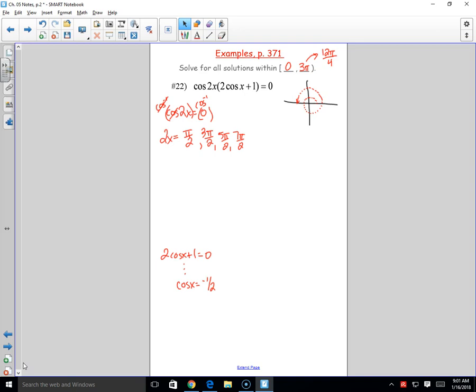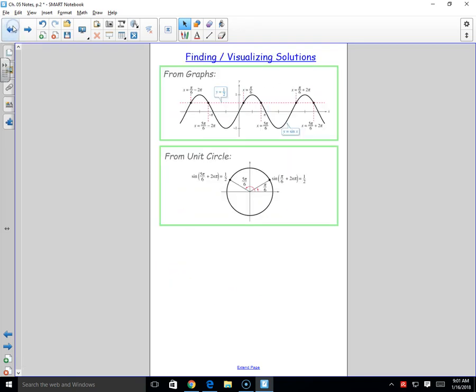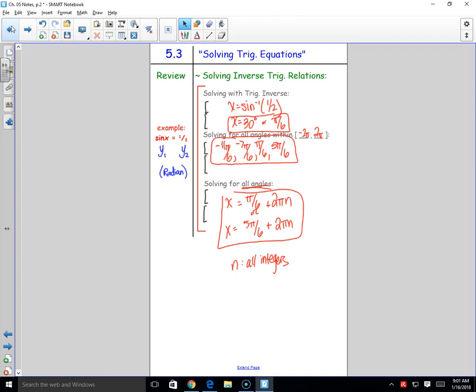What's changing in section 5.3? Let me go back to the very beginning. What's changing in section 5.3? We have to use the unit circle, and that's a big, giant change. Good job. That's a big change for us to realize in section 5.3. The unit circle is huge.